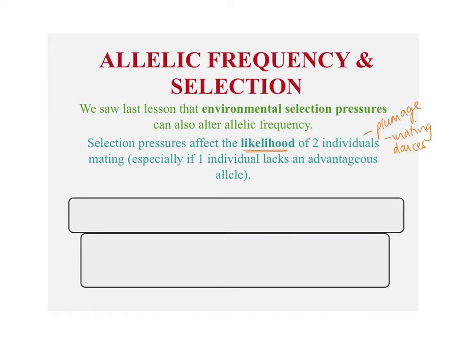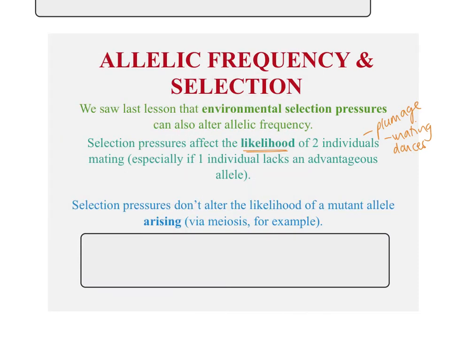Now, what's important to know, and this is key, so I need you to make a note of this, is that selection pressures do not have any impact on the likelihood of a mutant allele arising, so that spontaneous formation of the alleles. Those are just errors of meiosis. Maybe the organisms, as they're reproducing, have come into contact with a water-based mutagen, for example. We can't control that. That's not a selection pressure. That's not going to have an impact on mutation incidence.